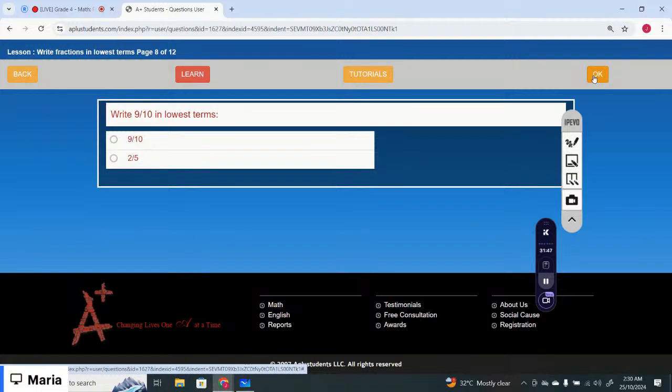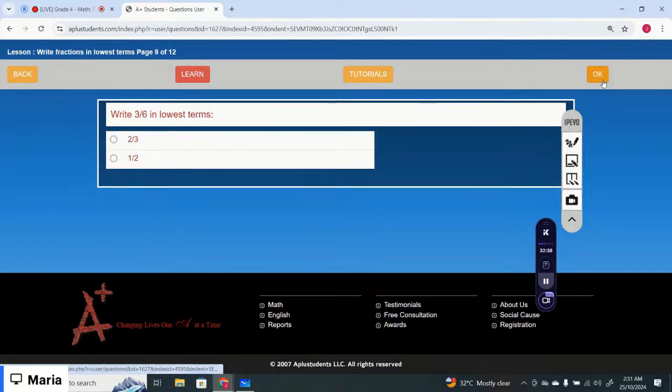9 by 10 in lowest term. So which is the correct option? That is exactly the same 9 by 10 because you don't have any number that can divide both the numbers, right?